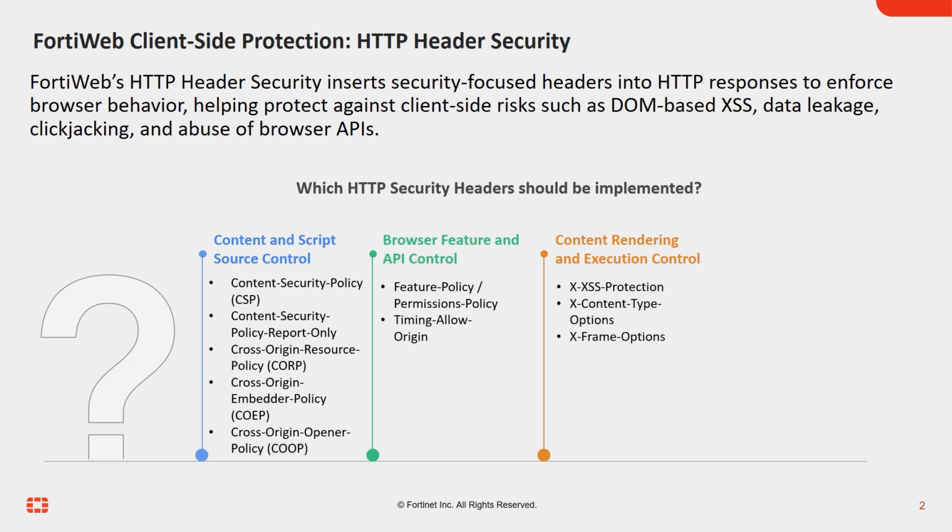Then there's content rendering and execution control. FortiWeb adds protection using headers like X-Content-Type-Options, X-Frame-Options, and X-XSS-Protection. These help stop attackers from running code by disguising file types, loading your site in a malicious frame, or exploiting older browsers.